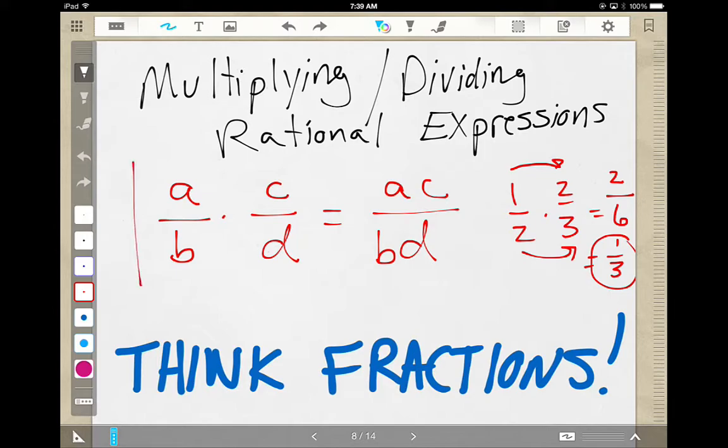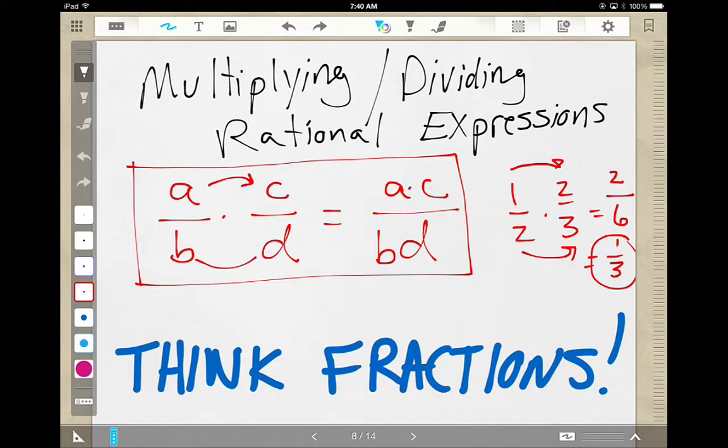So here's the rule for multiplying rational expressions. If the fractions are a over b and c over d, we're taking a times c to get ac, and then b times d to get bd. And then at the end, you simplify just like we talked about in the last video.